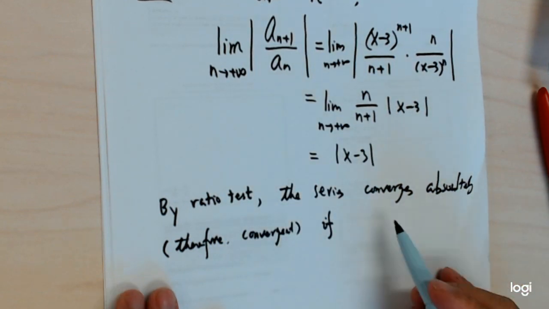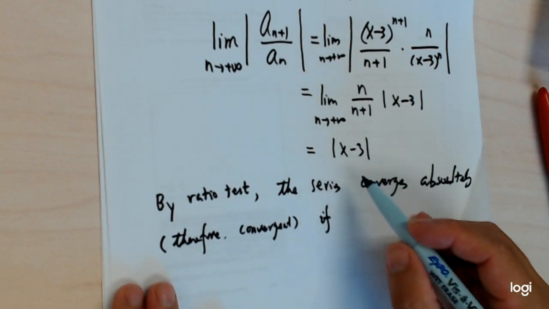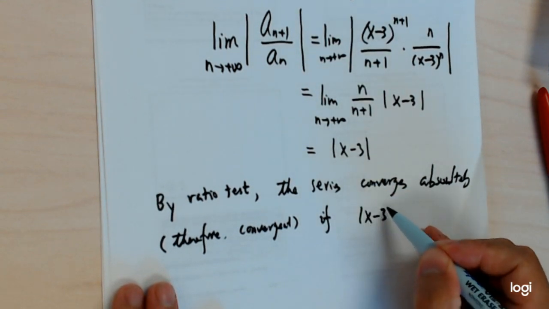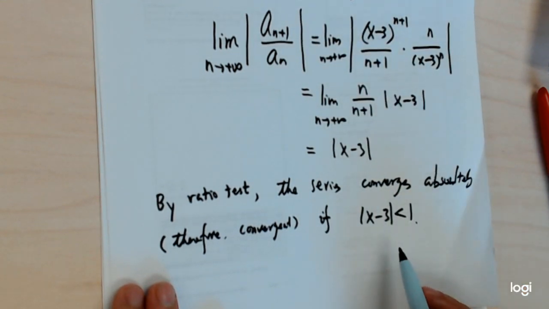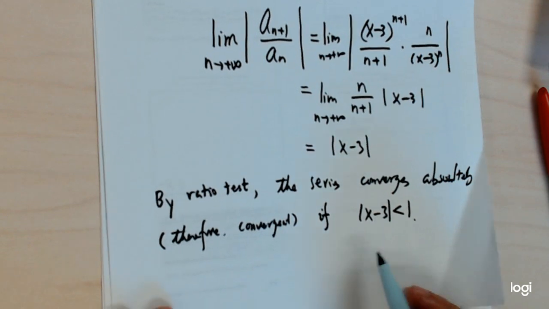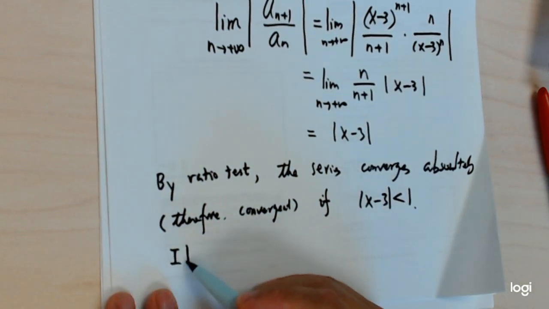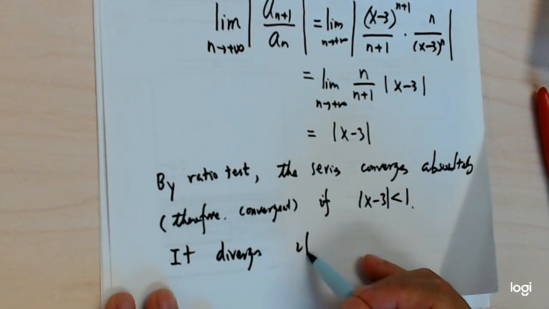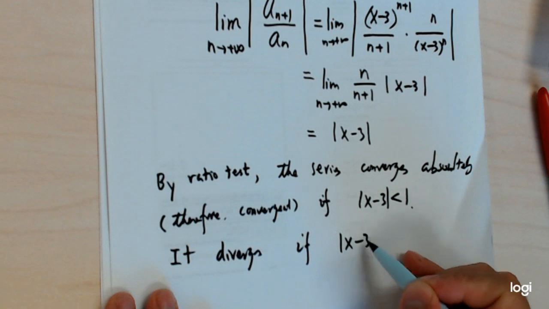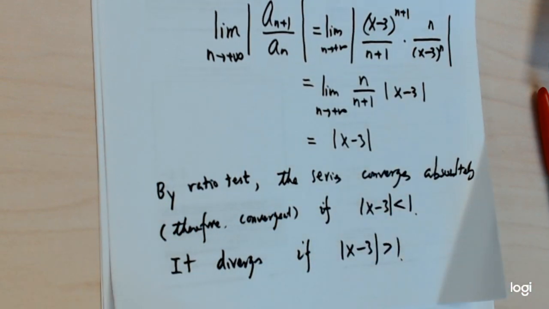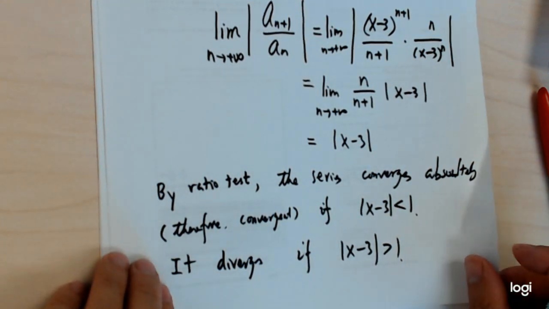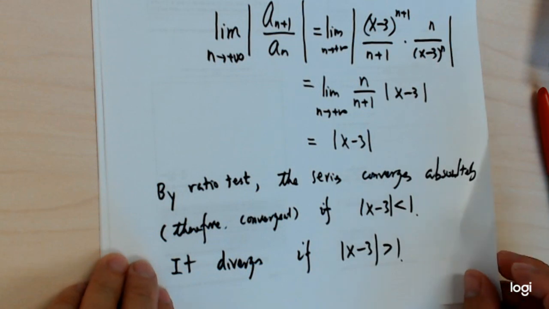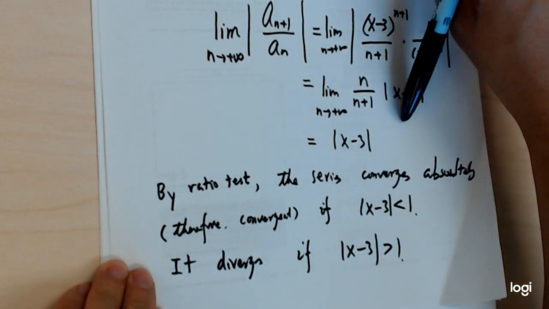If this ratio that you calculated is less than 1, the series converges. And it diverges if this number you calculate is bigger than 1. And that's the end of the story. What happens when this term equals 1? That requires some separate study.